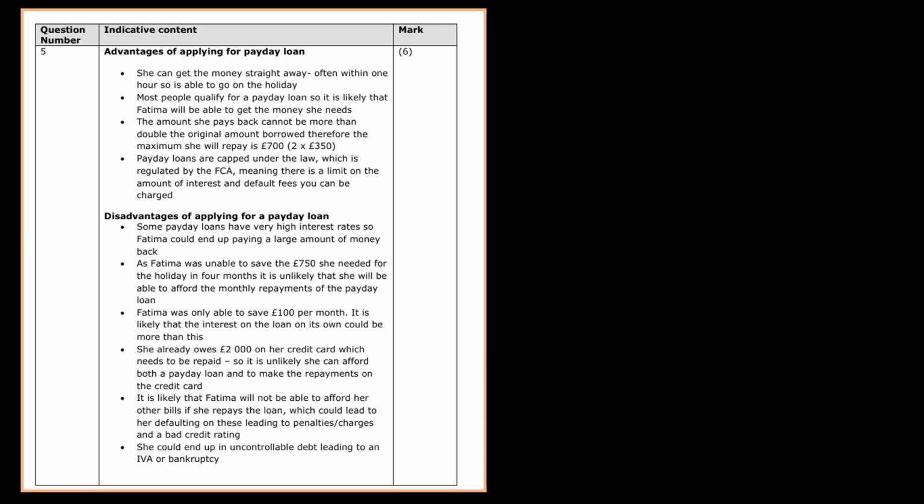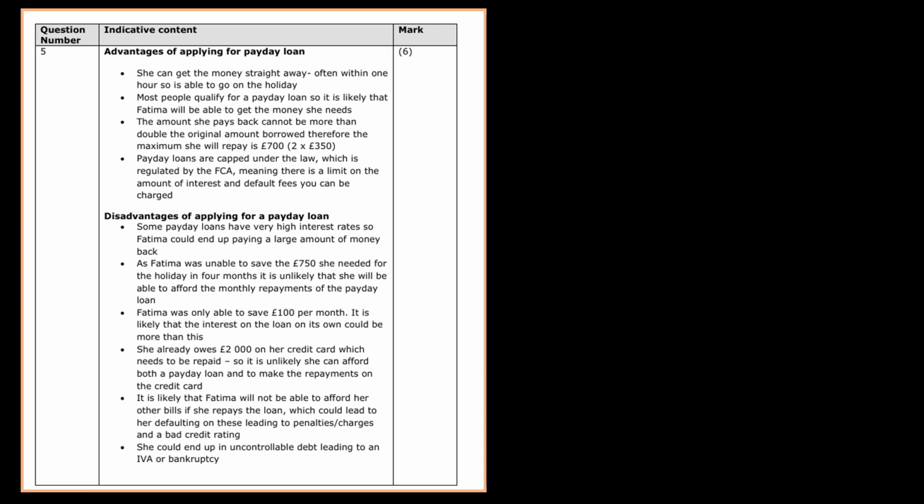But anyway, these are some of the advantages. Let's have a look at a disadvantage. Some payday loans have a very high interest rate, so Fatima could end up paying a large amount of money back. Well, that's definitely true when it comes to the payday loan. So anyway, you might have some of those other ones in there as well.